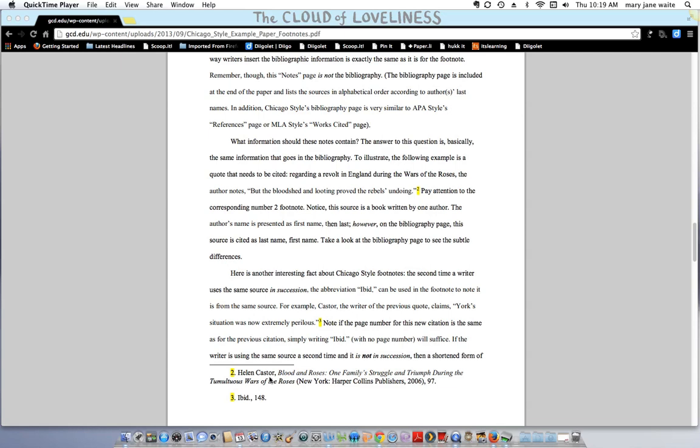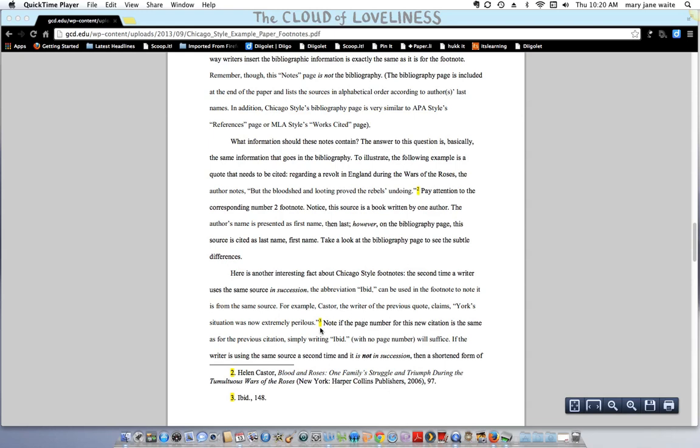But okay, let's continue talking about that second citation. So we have the author, Helen Castor. We have, in italicized script, the title of the book. And I know it's a book because I'm looking at the place of publication, the publisher, the date of publication, and the page number. So I know that this came from a book that Helen Castor wrote. That is footnote number 2.